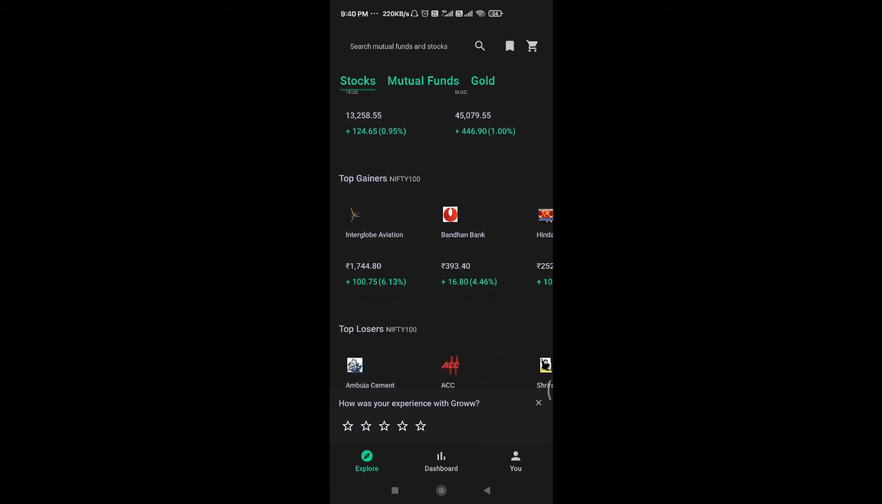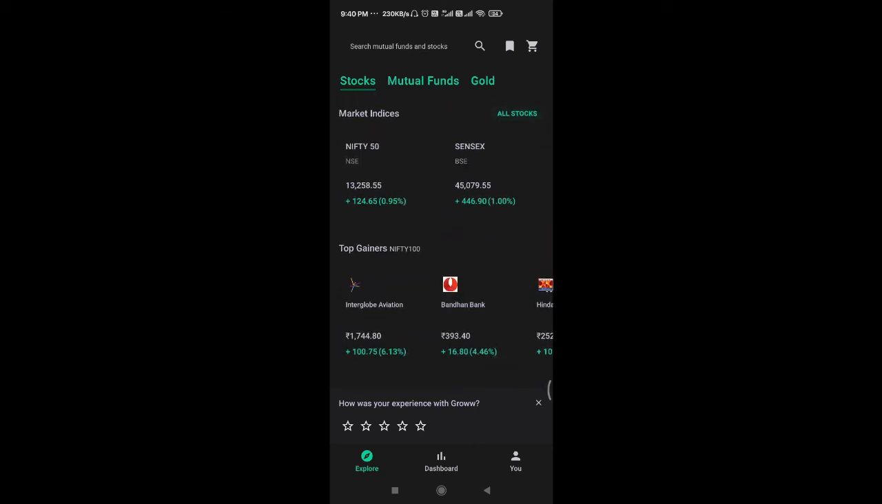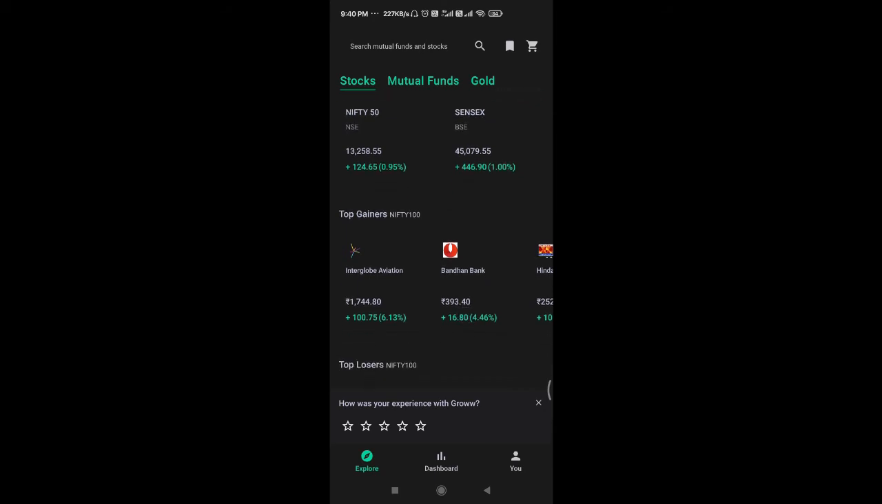So you can compare with other stock-related apps, and based on that you can invest. There are lots of apps available, so you have to check and compare the prices, and based on that you take a decision. Because here the account opening charge is 0, but again you have to pay something.